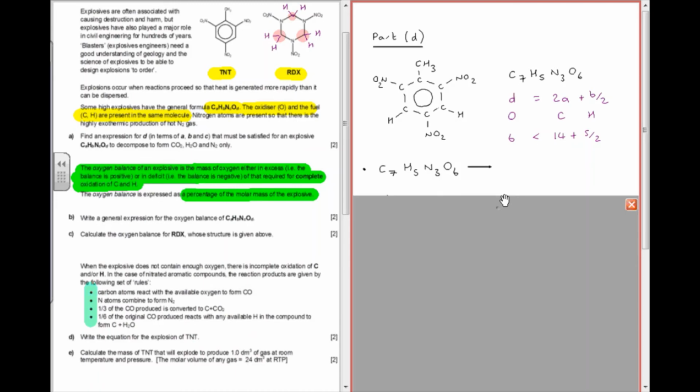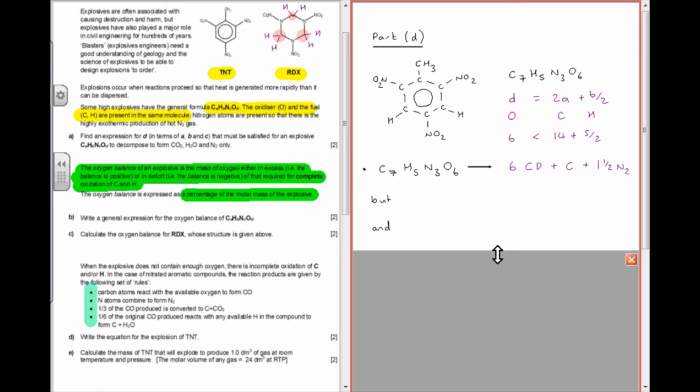Now we've got 7 carbon atoms but only 6 oxygen atoms, which means that we must form 6 molecules of carbon monoxide, and we've got 1 carbon atom left over. The second bullet point says that the nitrogen atoms combine to form nitrogen gas. So we've got 3 nitrogen atoms in TNT, and so they must combine to form 1.5 molecules of nitrogen gas.